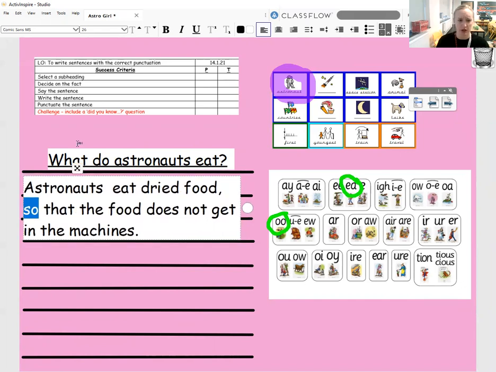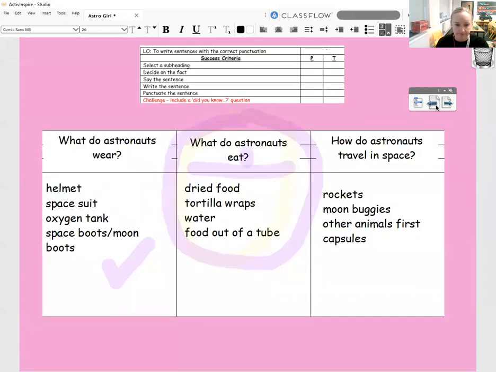I wonder if some of you could have a go at using so or because at home to explain your reasons. So let me check again. Astronauts eat dried food so that the food does not get in the machines. Full stop. Great. I've written my sentence and I've punctuated it correctly. Let me see what other facts or even questions maybe, because that's my challenge, I could include.